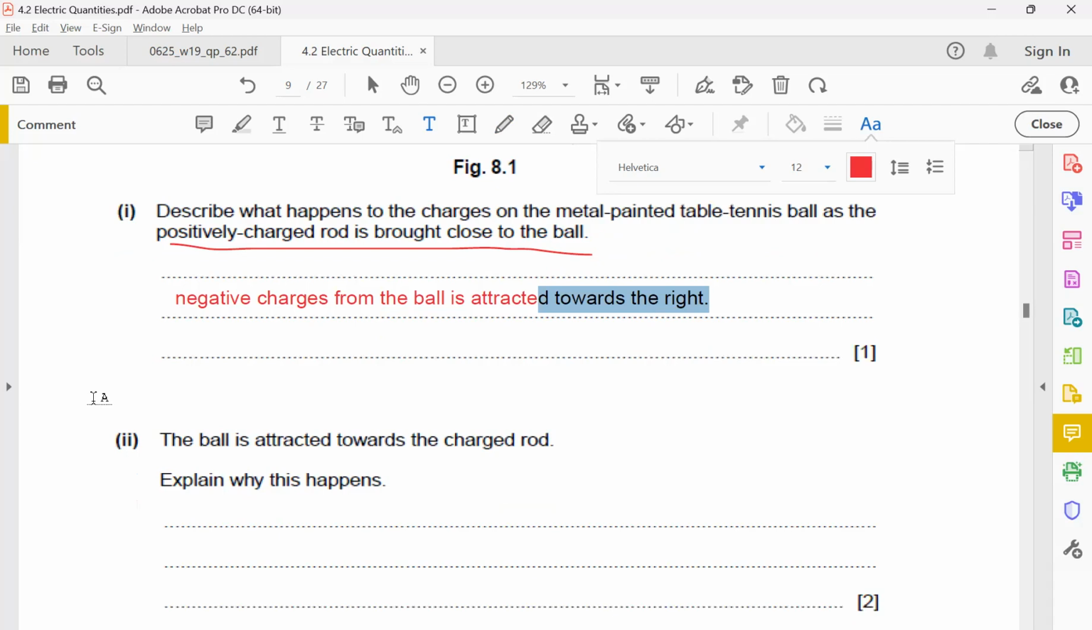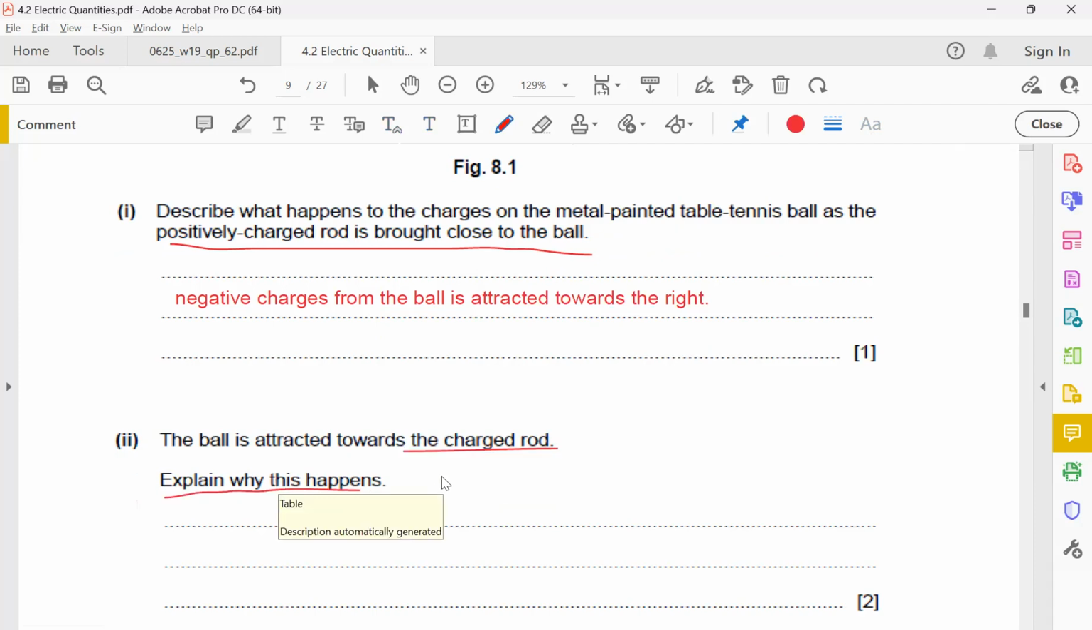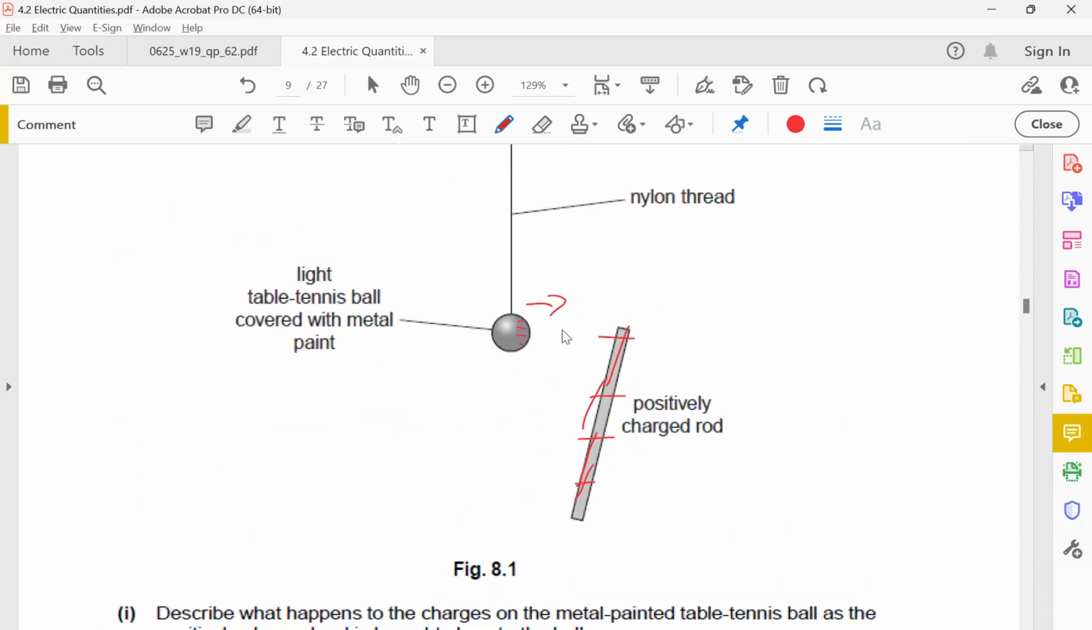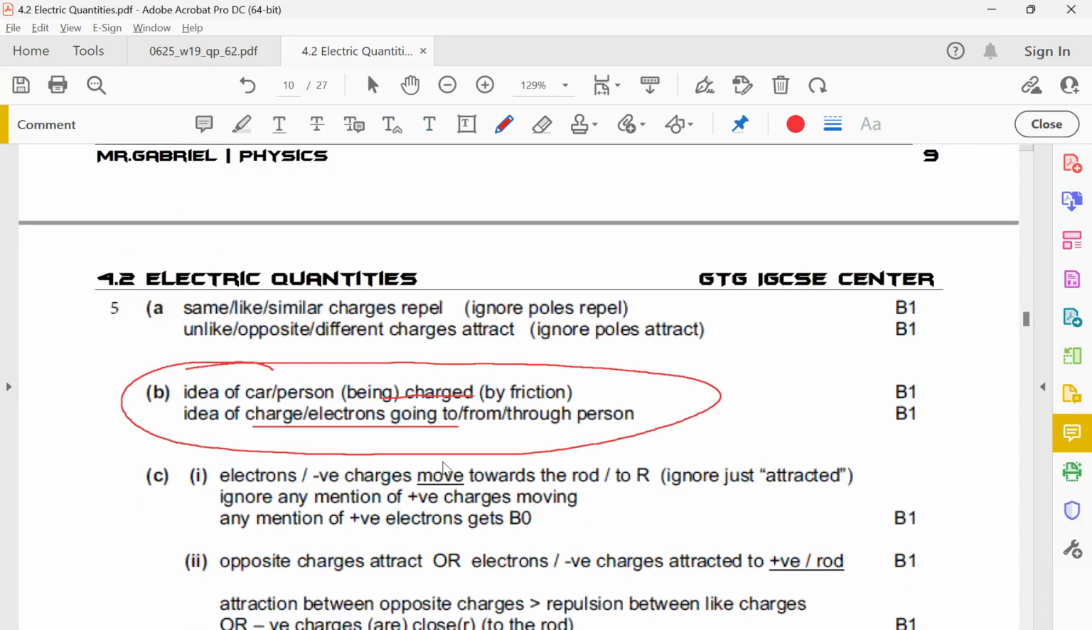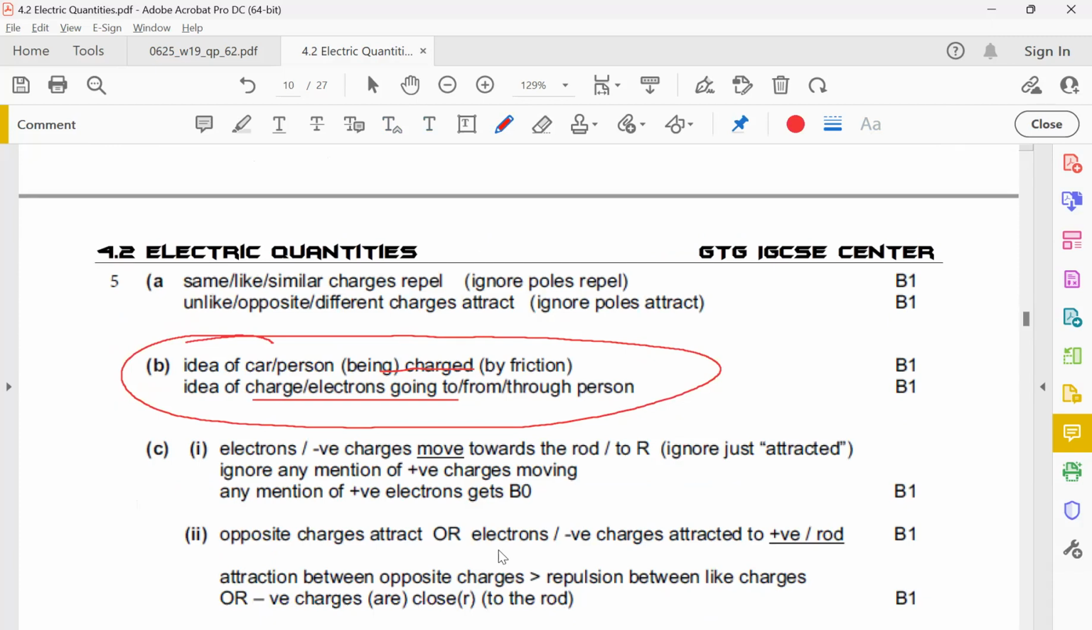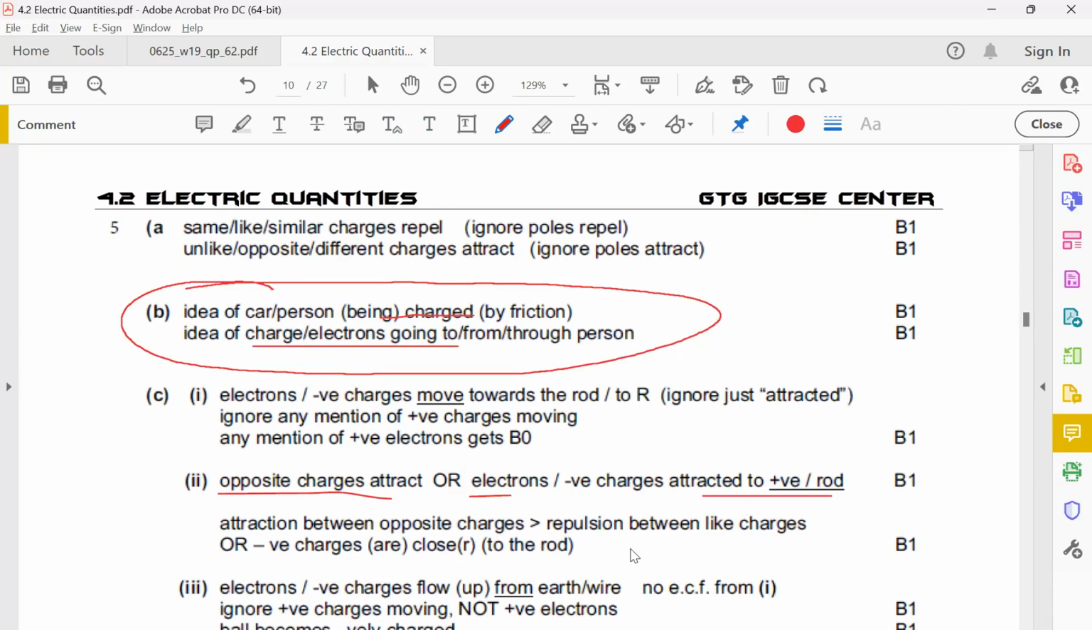Okay. Then after that, it says that the ball is attracted towards the charged rod. Explain why this happens. Why would it be attracted? It's obviously because the negative charges are attracted to the positive charges, right? The negative charges from the ball are attracted towards the positively charged rod, which causes the attraction force, as you can see here. The opposite charges, which are the electrons, are attracted towards the positive charged rod.